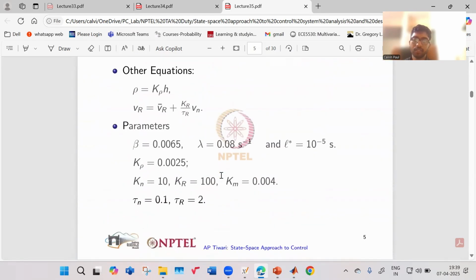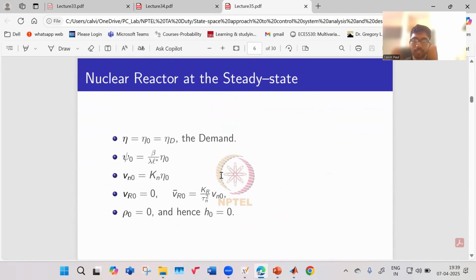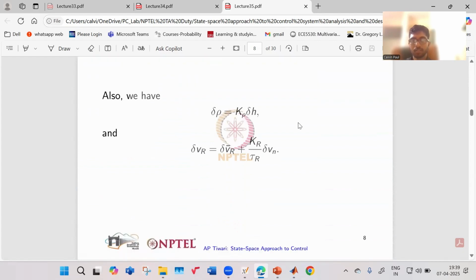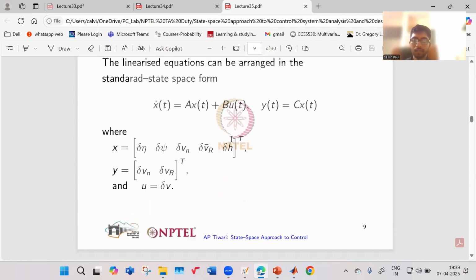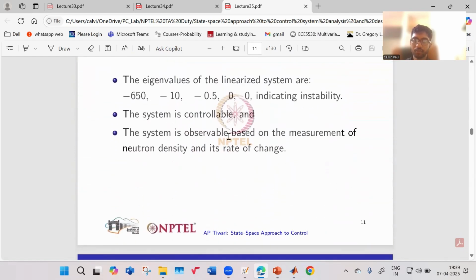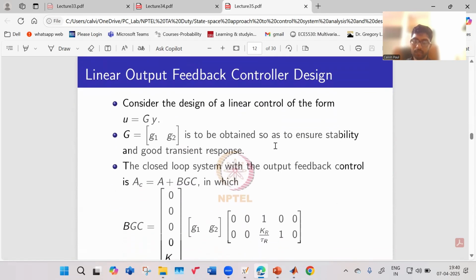So these are the differential equations, and these are the parameters of the system, and this is the steady state values, and this is the linearized model, and these are the outputs of the linearized model, written in state space representation in this format. Which are the eigenvalues, it is controllable and observable based on the measurement of neutron density and its rate of change. If we measure neutron density and its rate of change, then the system is controllable. Otherwise, only measuring neutron density or only measuring rate of change of neutron density is not sufficient to guarantee stability of the system. Then linear output feedback control design is considered.